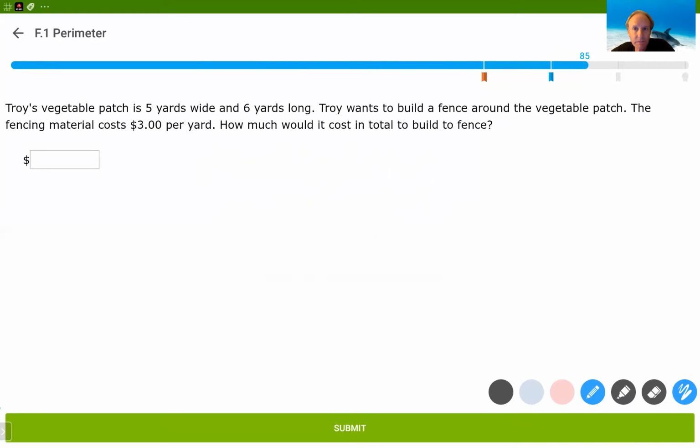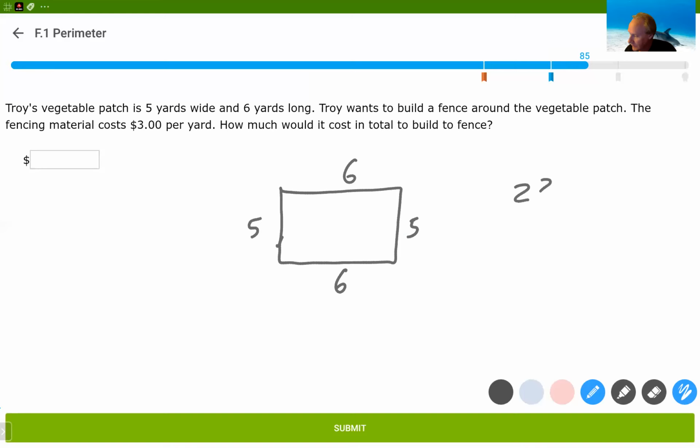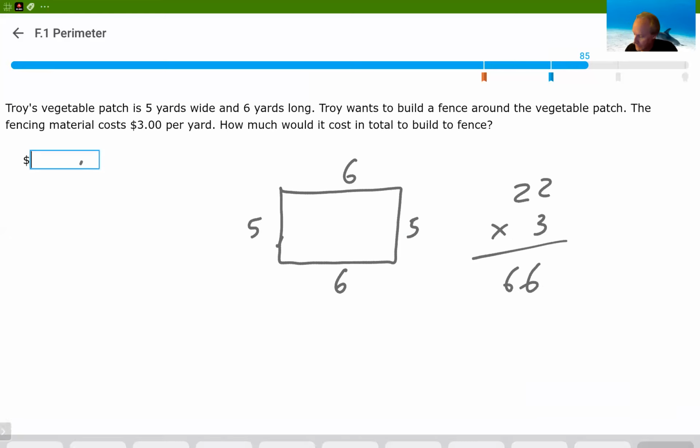5 by 6 builds a fence. Fence costs $3. Again, we're talking about a rectangle probably. Well, it doesn't specify, but they probably mean that it's a rectangle. So it's 5 by 6. I'll draw it more or less to scale. There's 5 and 6. And this time I'm just going to add in my head. That's 12 and 10, which is 22. Times the $3 per yard is $66 again.